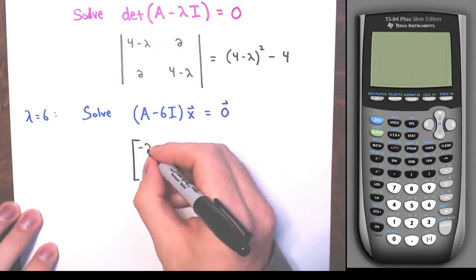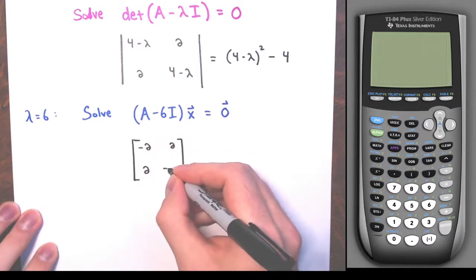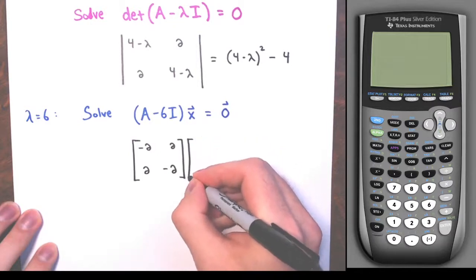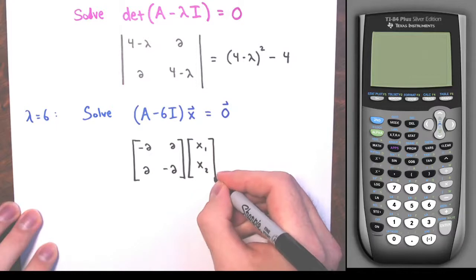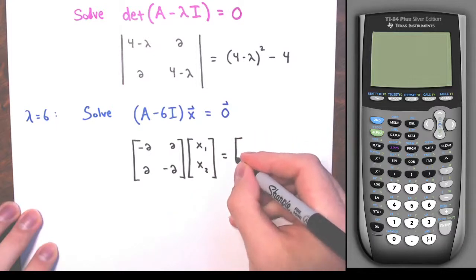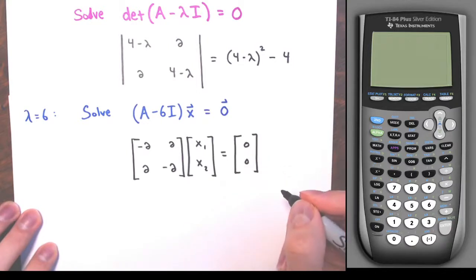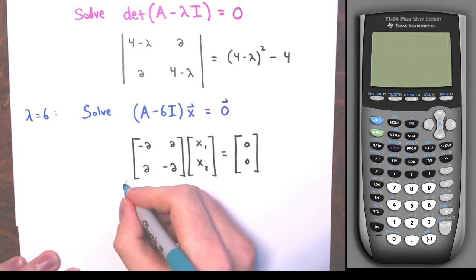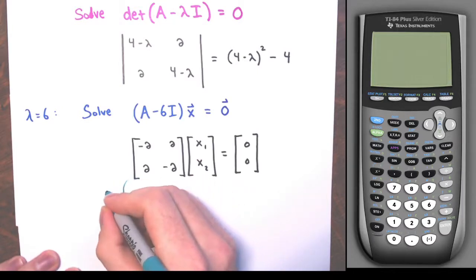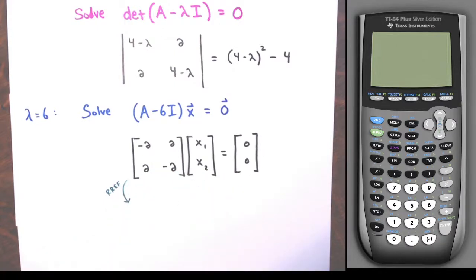So we'll have negative 2, 2, and then 2, negative 2, times some vector with two components, say x1 and x2 again. And this is equal to the 0 vector from R2. And then as before, I can put the system here as an augmented matrix into reduced row echelon form. Again, only a couple rows here. Don't need to go to a calculator. This is pretty simple.